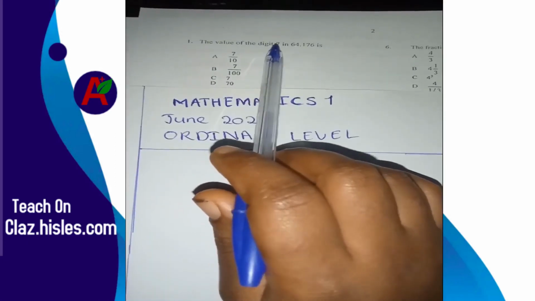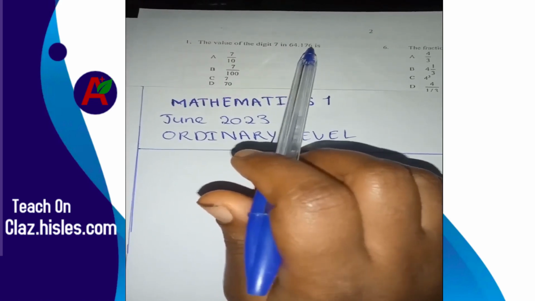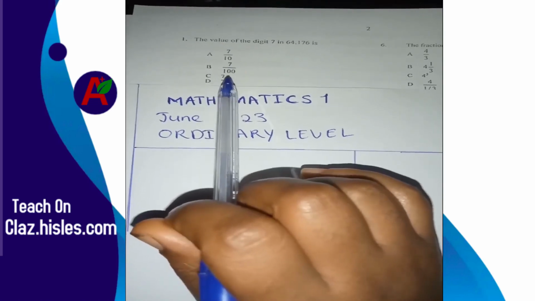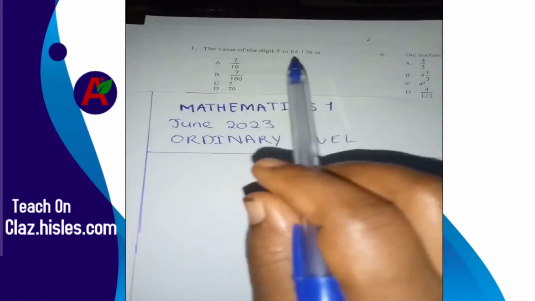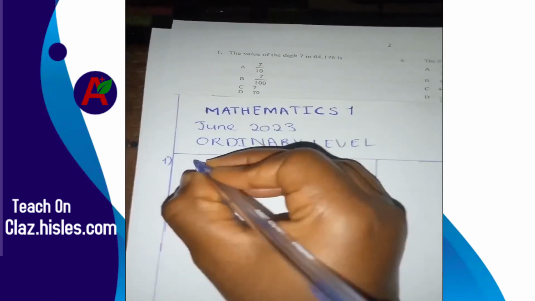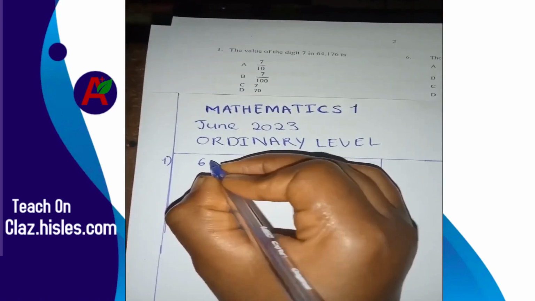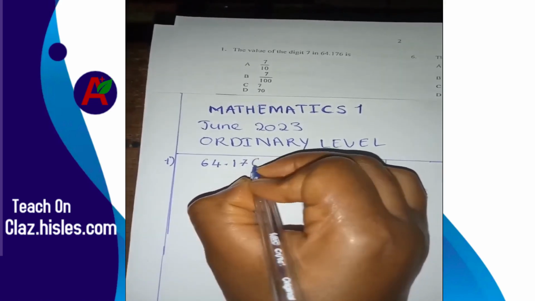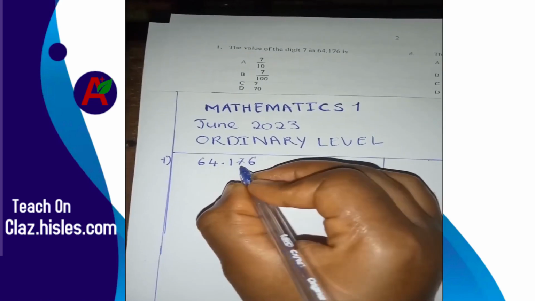The value of the digit 7 in 64.176 is: A. 7 on 10, B. 7 on 100, C. 7, and D. 70. So let's write the number. It's question 1. This number is 64 plus 176, and they're asking for this value.